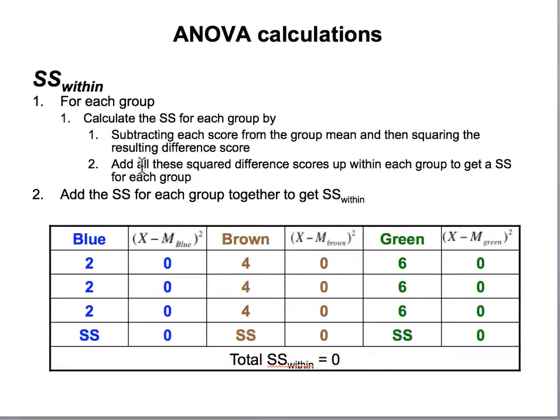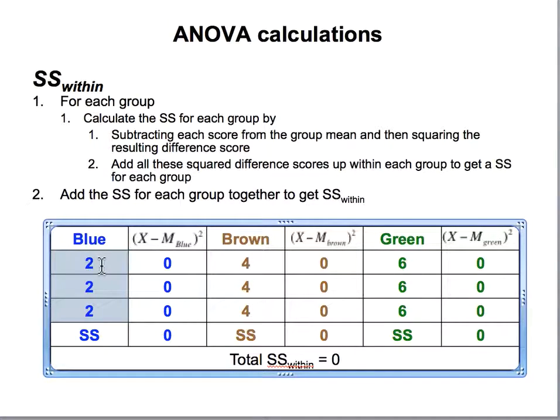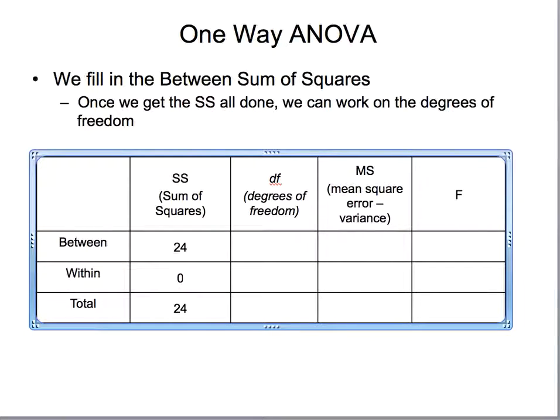So when I look at within group calculations, basically what I'm doing is a smaller version of sum of squares for blue, a small version of sum of squares for brown, and a small version of sum of squares for green. I do this by subtracting each blue score from the mean blue score. And in this case, because my mean blue score is 2, 2 minus 2 equals 0, 2 minus 2 equals 0, 2 minus 2 equals 0. Square all those, still get 0. Add them all up, still get 0. I do the same thing for brown. I do the same thing for green. I fill that in.